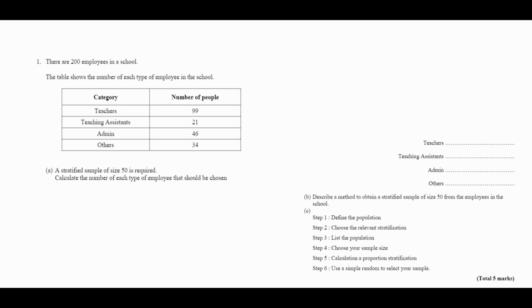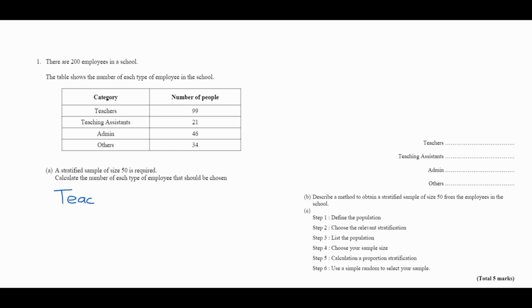First question, a stratified sample of size 50 is required. Calculate the number of each type of employee that should be chosen. So this is where the main marks are going to be. So let's look at the calculation.